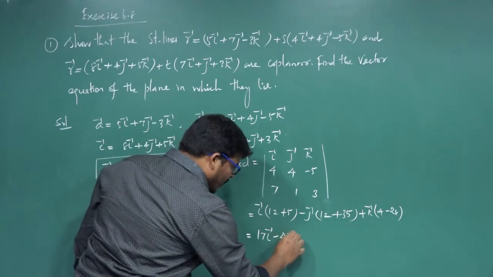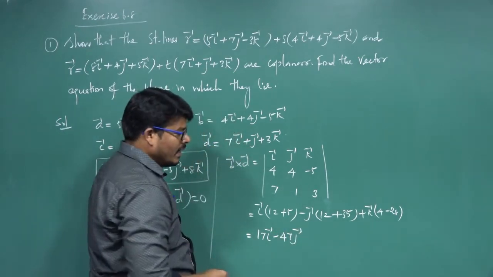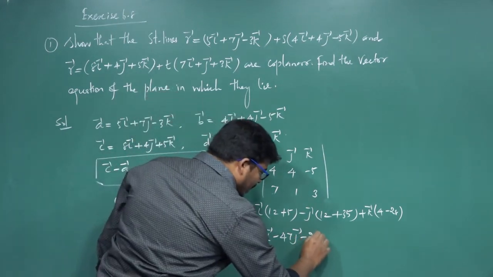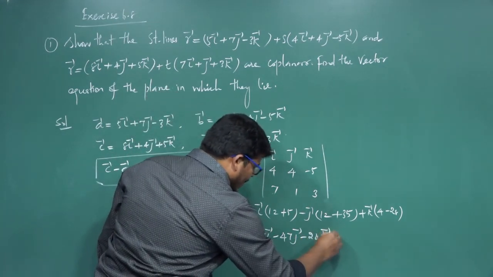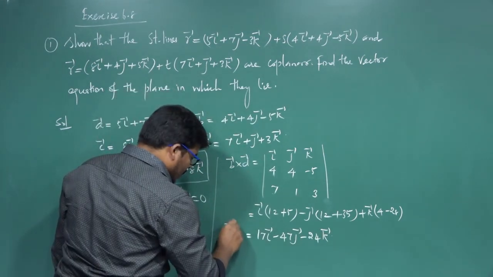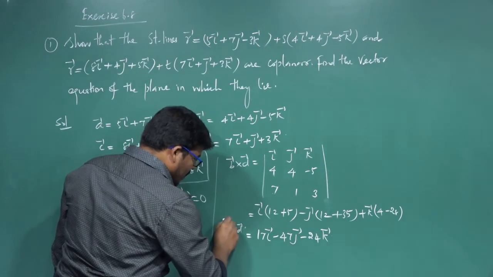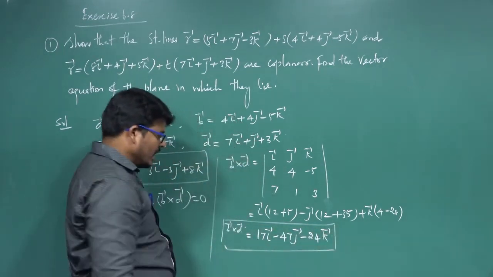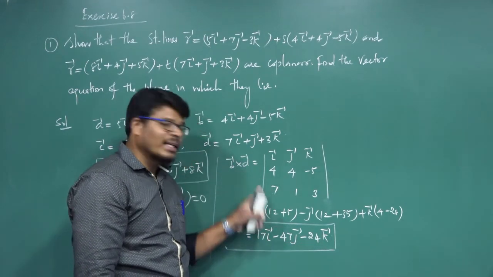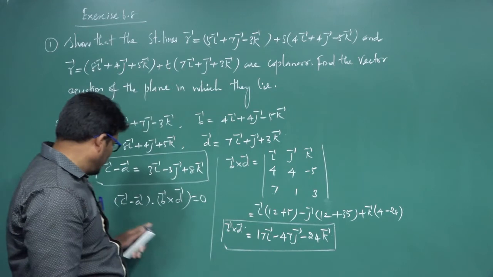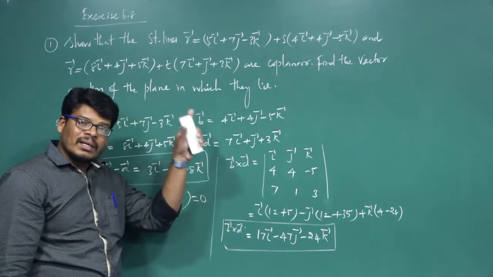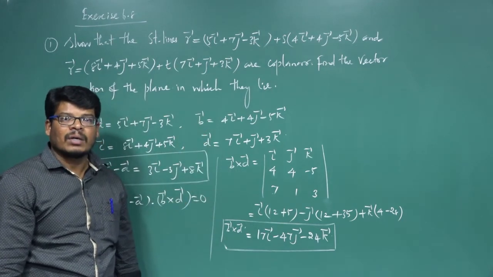Minus 47 j vector. Next, 4 minus 28 is minus 24. Minus 24 k vector. This is b vector cross d vector. So b vector cross d vector is 17i vector minus 47j vector minus 24k vector. Now check c vector minus a vector dot b vector cross d vector equal to 0, given that the two straight lines are parallel or coplanar.